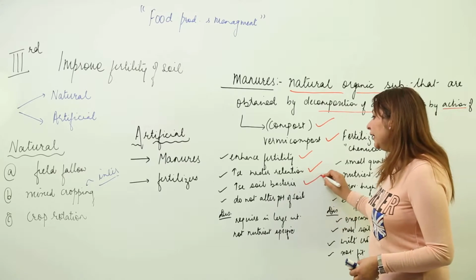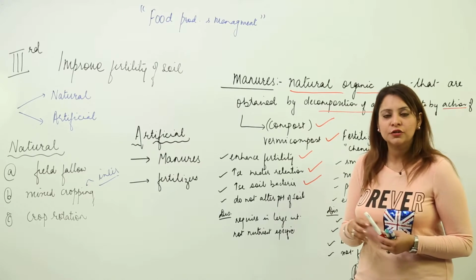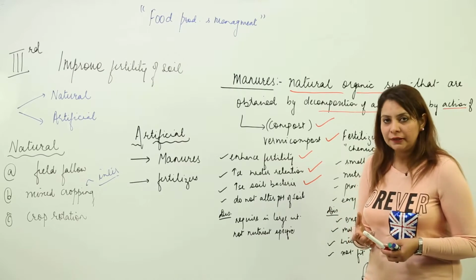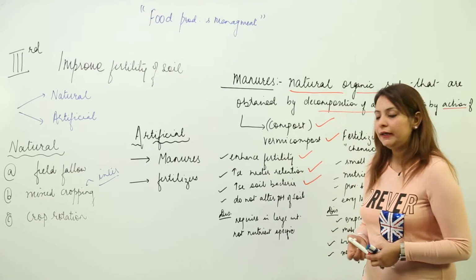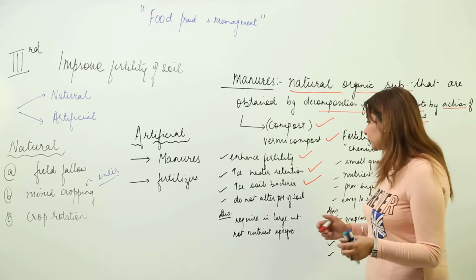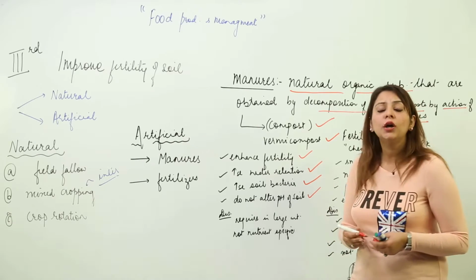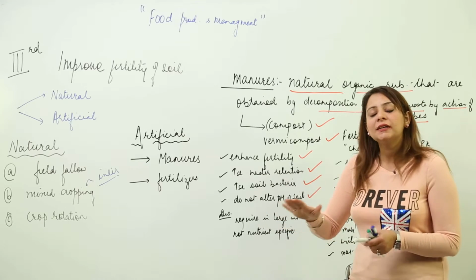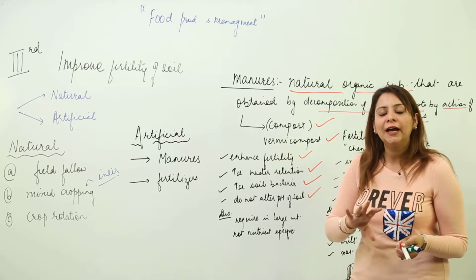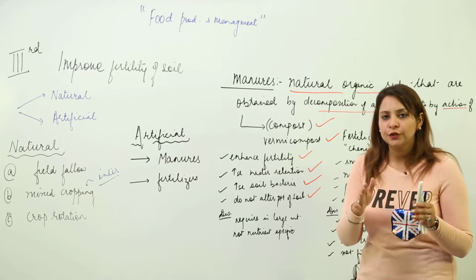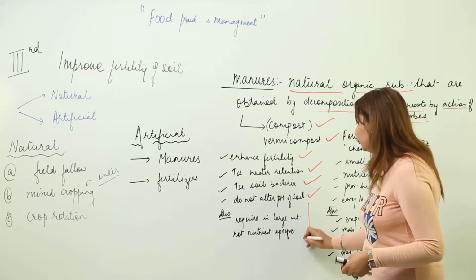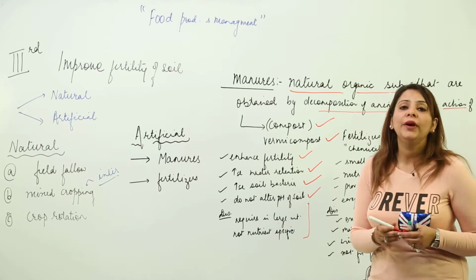Third, it increases the soil bacteria. Again, if you add organic matter, the soil bacteria will increase. So they will also increase the fertility in an indirect manner. And manure does not alter the pH of the soil. They don't affect the pH. pH remains the same. It neither makes the soil acidic nor alkaline. It retains the pH of the soil as it is. But there are certain disadvantages. First, manures are required in very large amounts.